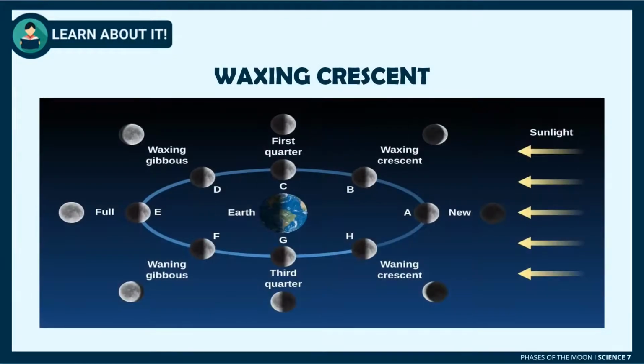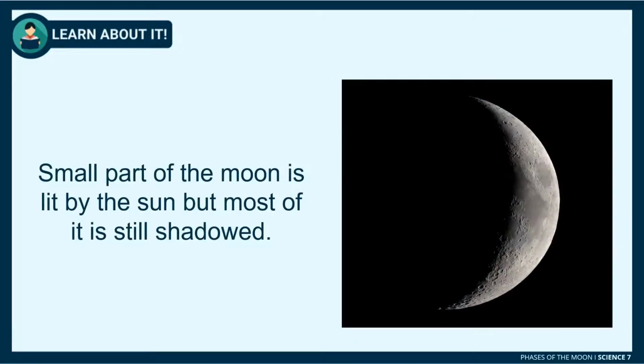After several days, the part of the moon will gradually be illuminated by the Sun as the mark of a new phase called the waxing crescent. In this phase, a small portion from the right surface of the moon is visible on our planet.